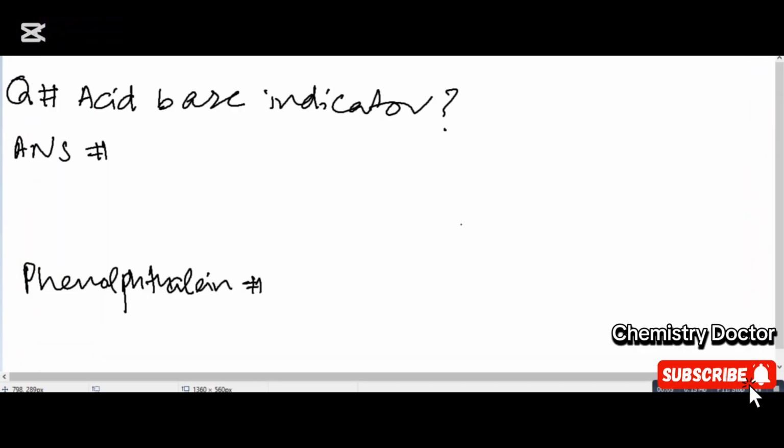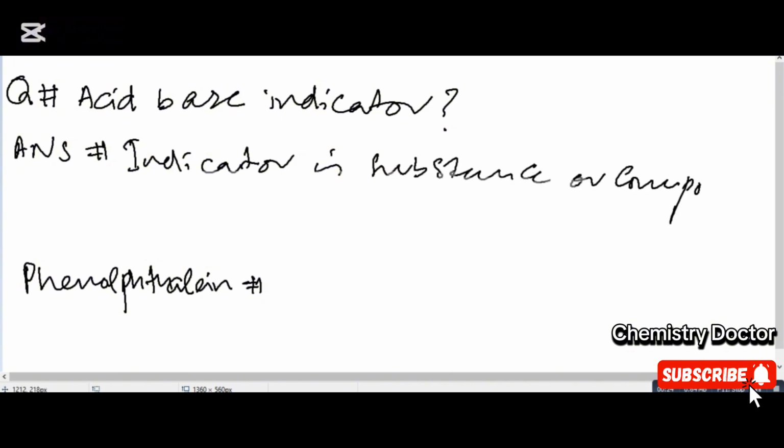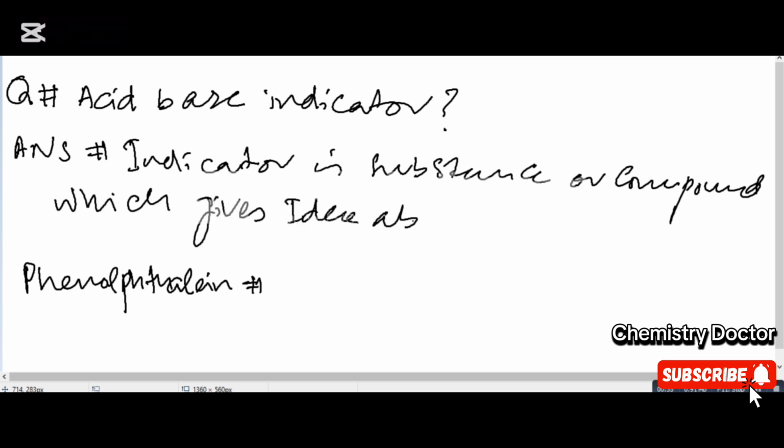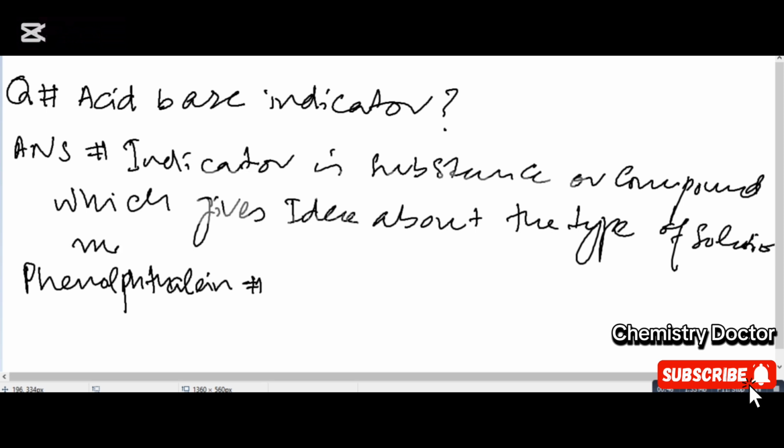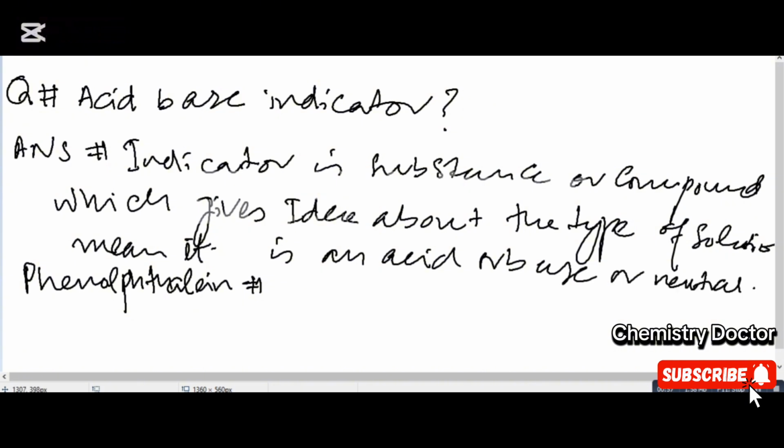Today our topic is acid base indicator. An indicator you can define as a substance or compound which gives the idea about the given material which is being tested, that which type of solution is this. You mean that either it is an acid or a base, or a neutral solution.